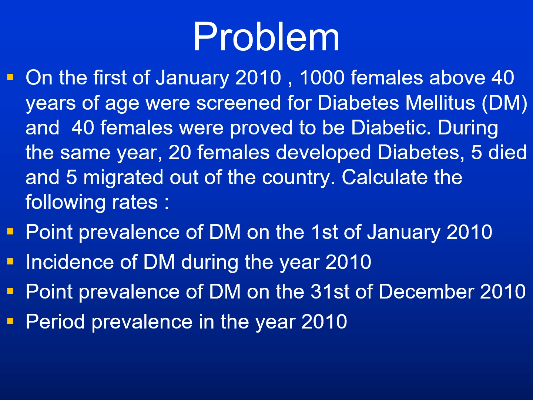As for the period prevalence in the year 2010, this means all cases that I diagnosed in the year 2010 divided by the whole population. So it is going to be 40 plus 20. This is going to give me 60 divided by 1,000. This is my population in the first place. So for the period prevalence, because it is 1 year, I will take all the cases that happened during this year and the whole population that I screened in this year, which is the 1,000 females.